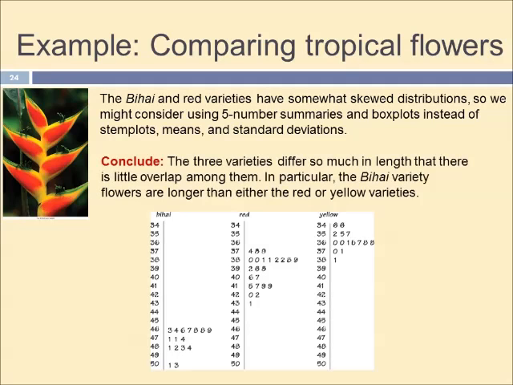However, we'll conclude, based on this information, the 3 varieties differ so much in length that there is little overlap among them, except maybe in the red and the yellow. But in particular, the Bihai variety flowers are longer than either of the other 2, and there is no overlap there.